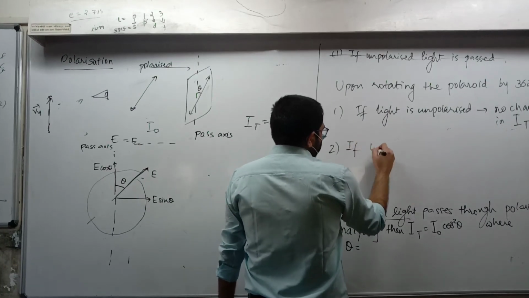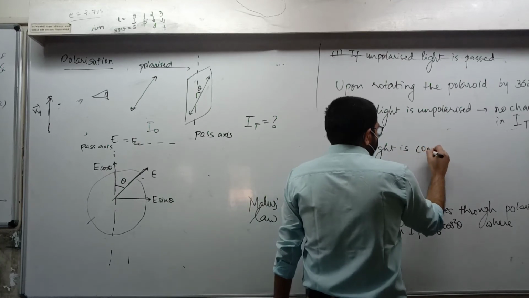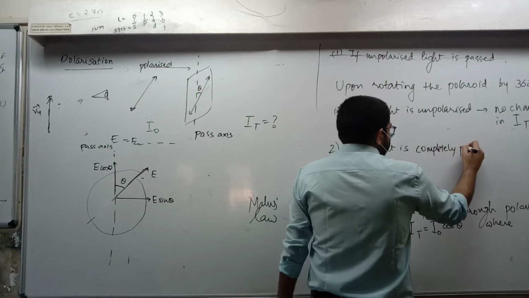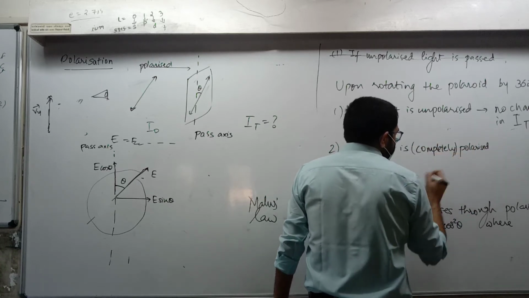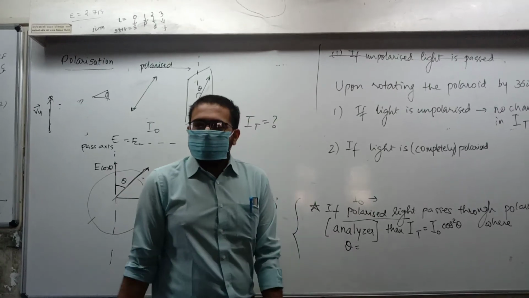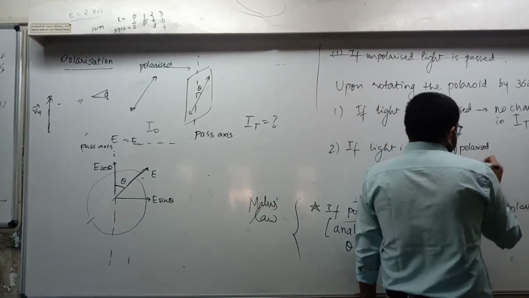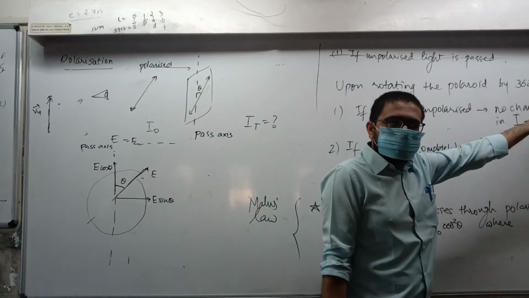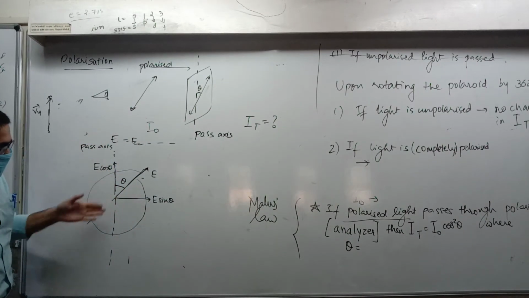Second, if light is completely polarized, completely polarized, so how do you know? Completely polarized means polarized. Okay, there is a middle ground. If light is completely polarized, then what will happen? See, when you rotate it 360 degrees, think about it carefully.